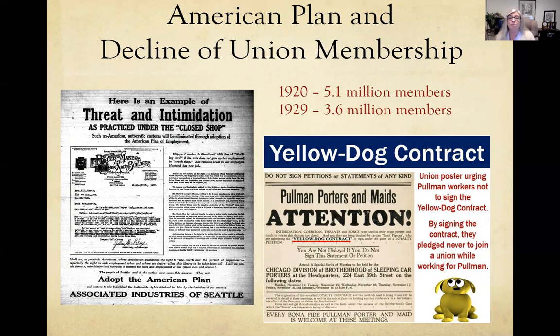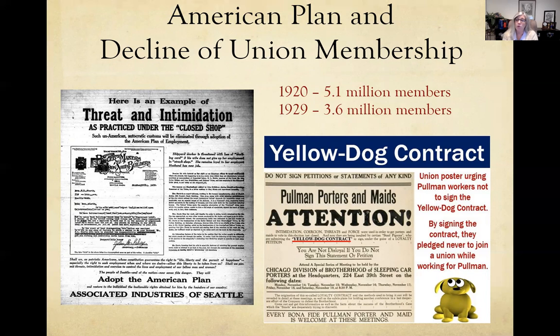So we have the decline of the labor union membership. Look at the difference here. In 1920, there were over 5 million members. Less than a decade later, it was almost cut in half. And that's largely due to the association of radical activity with those strikes that come about. So then here we've got the American Plan. Again, it's offering some of those incentives. We'll look at some of those in just a second.